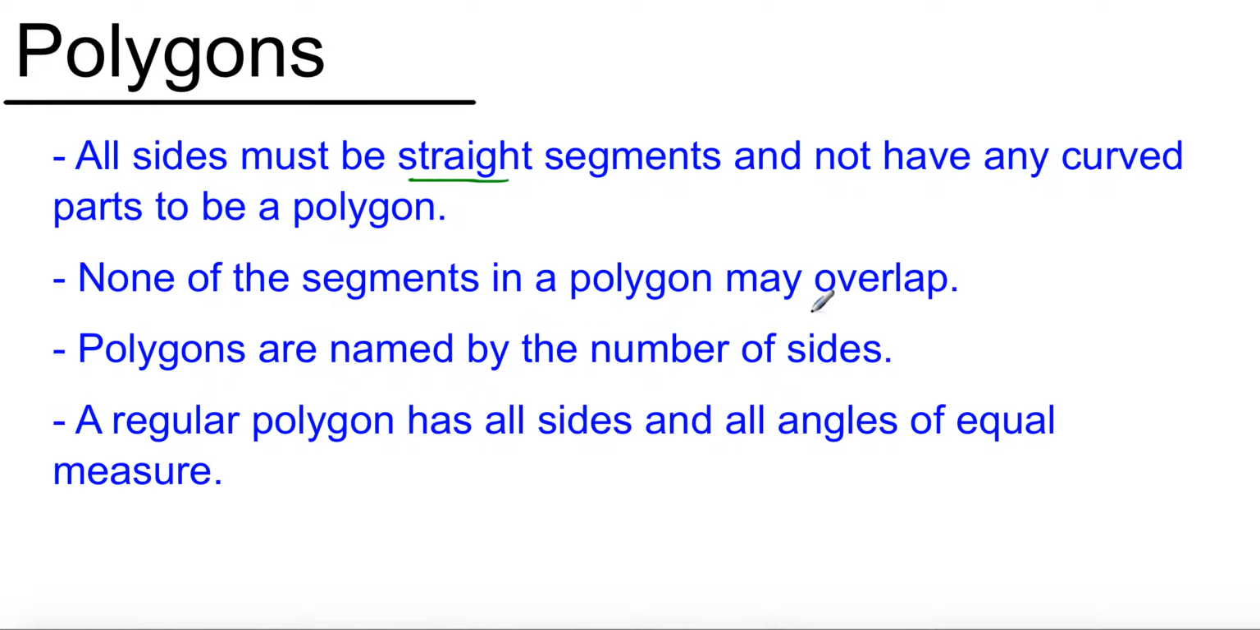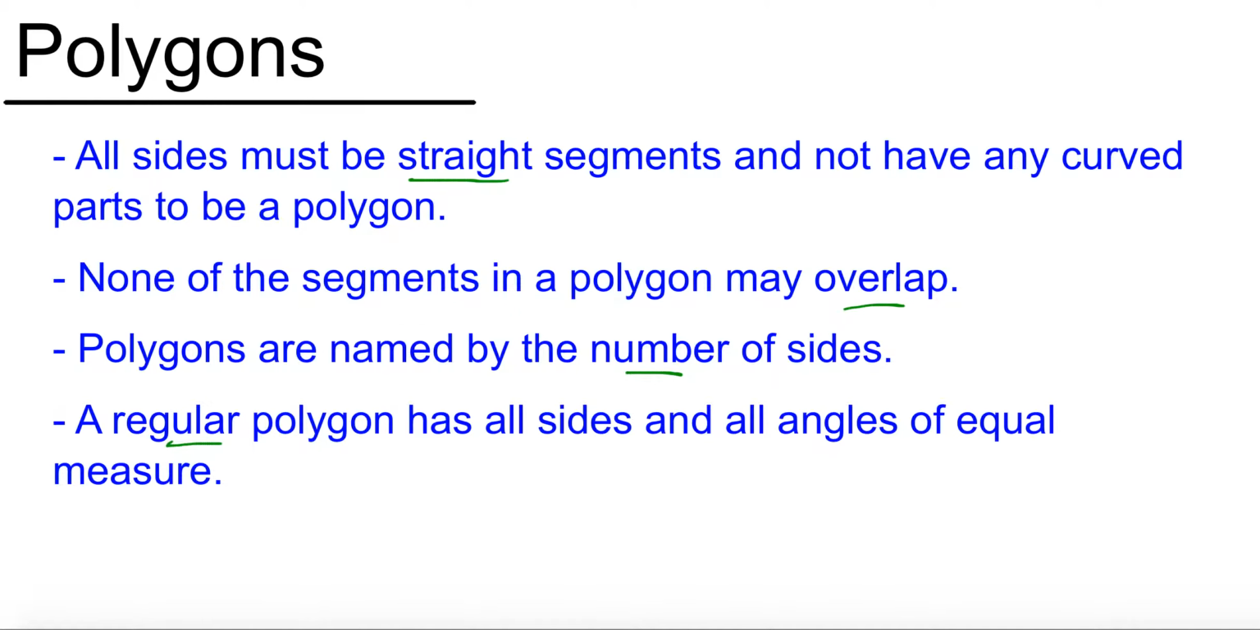None of the segments may overlap. There's no overlapping. Polygons are named by the number of sides, and a regular polygon has all sides and all angles of equal measure. Okay, so we'll look at some of these.